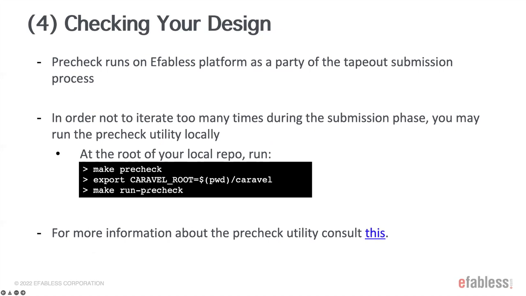So to check your design, you can just run the precheck target: make precheck. Eventually this would install all necessary tools. All these tools come in a Docker image, so the Docker image will be pulled, and after that you just set the CARAVEL_ROOT variable and run the run-precheck target, and this runs the precheck.